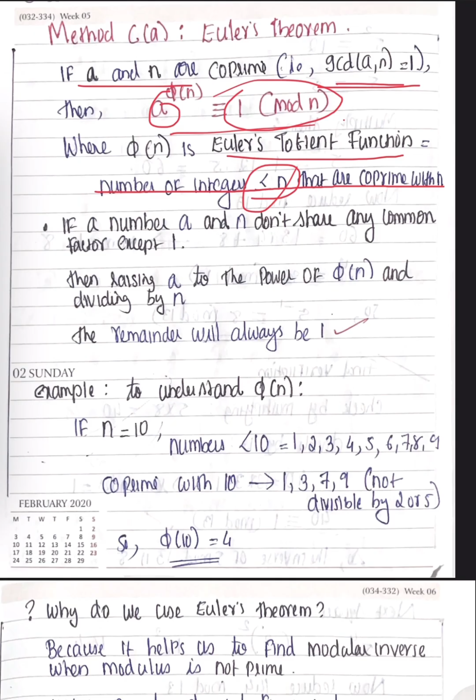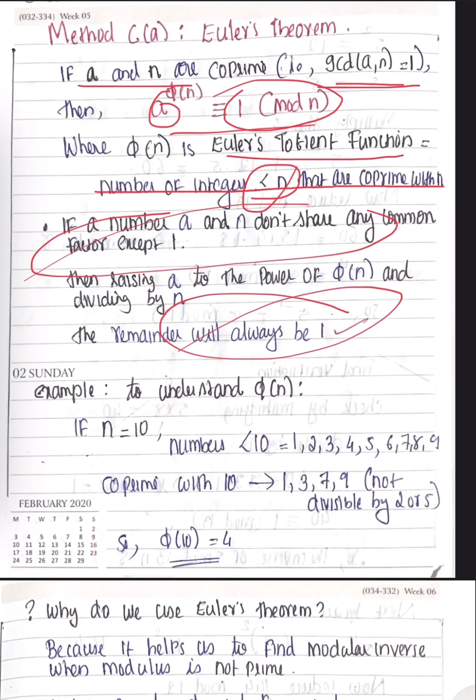That means if not coprime, the theorem cannot be applied. If a number A and N don't share any common factor except 1, then the remainder is always 1. For example, first we have to understand the phi of N.